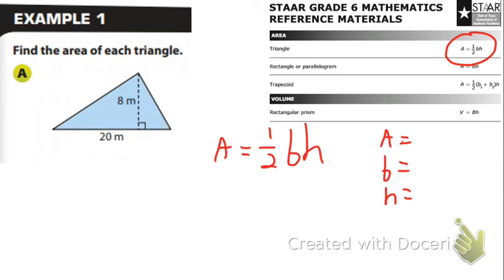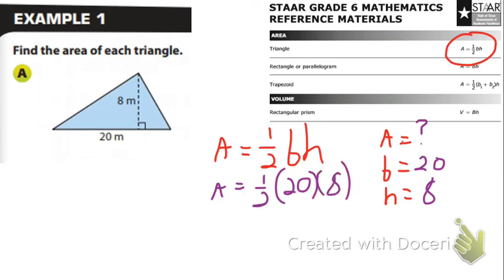Here they could have given you additional information. They could have told you that this right here is, let's say, 16 meters, and this right here is, let's say, 10 meters. Those values would have been irrelevant because we don't need them to solve for the area of this triangle. So plugging in all the values they've given us, we don't know what our area is, so we put a question mark there. We do know the base is 20 meters and our height is 8 meters, and now we have everything. So area is equal to 1/2 of 20 times 8.